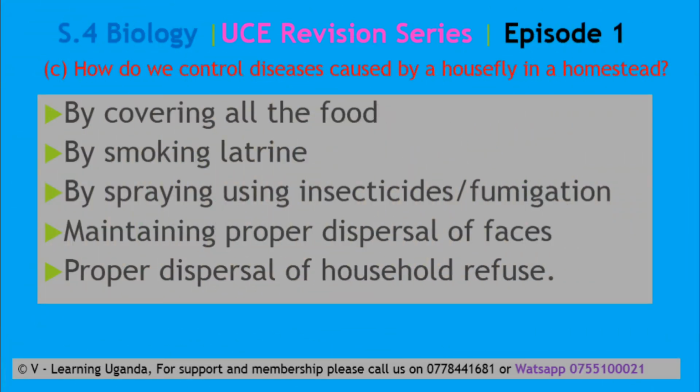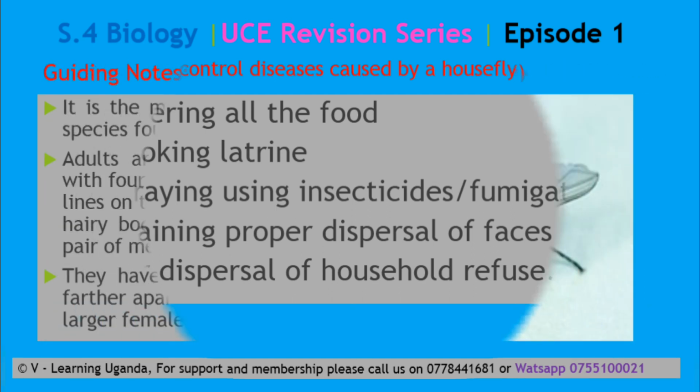Now for part C, how do we control diseases caused by a housefly in a homestead? Remember, houseflies are very common in houses. That's why we call them houseflies. By covering all food, you have to cover the food. Smoking the latrine, for those who have latrines. These days people have toilets, but I hope those who have latrines, you have practiced this. By spraying, that is fumigation, maintaining proper disposal of feces, and then proper disposal also of household refuse.